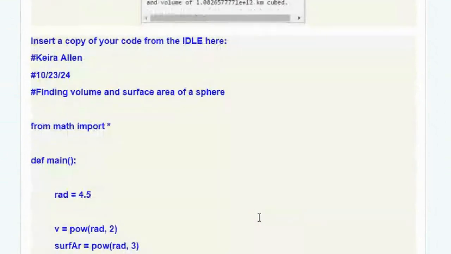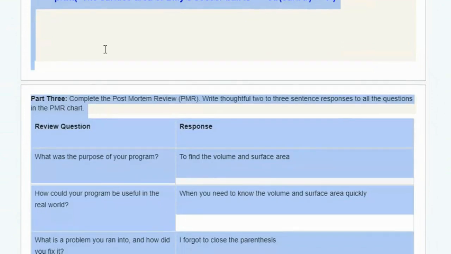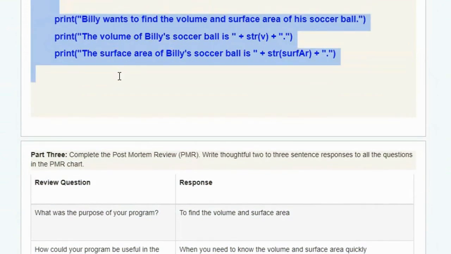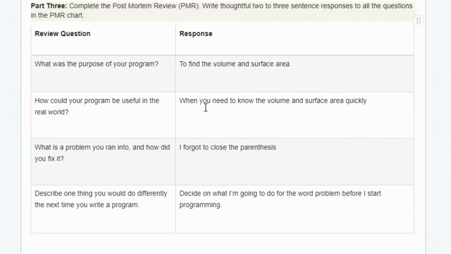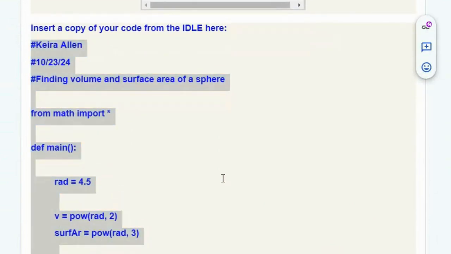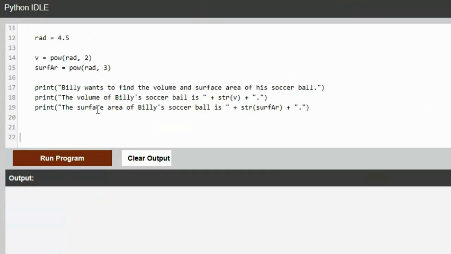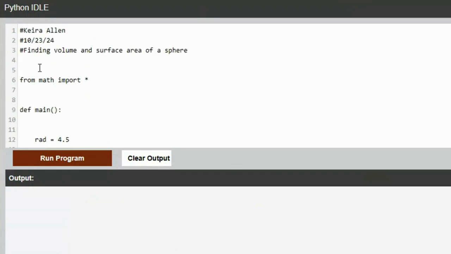Okay, let's look at, here's your code. I guess that's it right there. And let's look at your questions while we're here to find the volume and surface area. You forgot to close the parentheses. And so I'm going to do a word problem before I start programming. All right, so let's put this in a Python window. And I'm wondering, did you run this program? Because looking at it, I'm going to say I'm not going to get anything. And I'm going to take some of these spaces out just so I can fit more of it on the screen to talk about it one time.